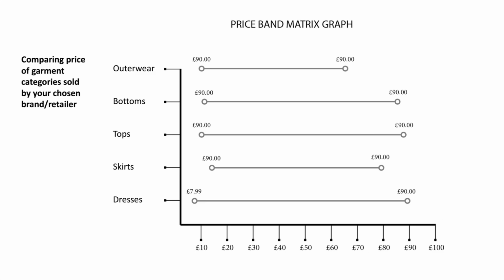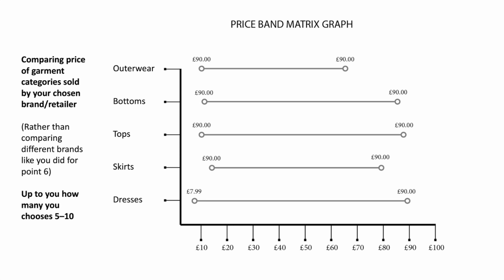So you're comparing the price of garment categories sold by your brand and retailer. So you list those down on the left-hand side, rather than comparing the brands like you did of your competitors last time. And I'd choose between 5 and 10 categories.